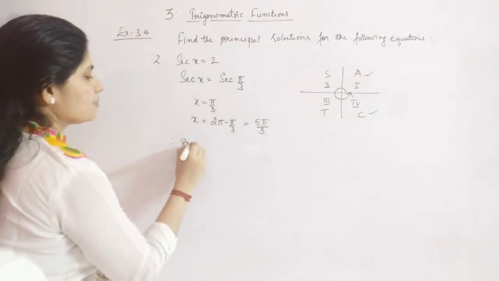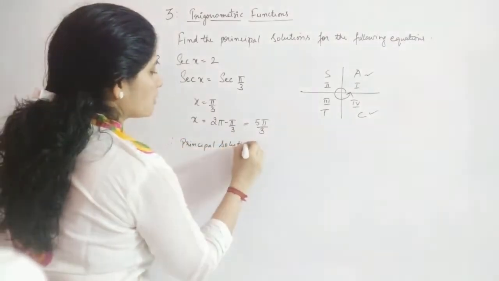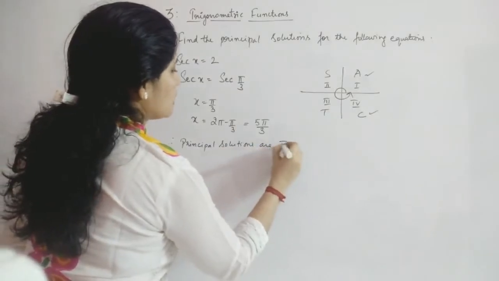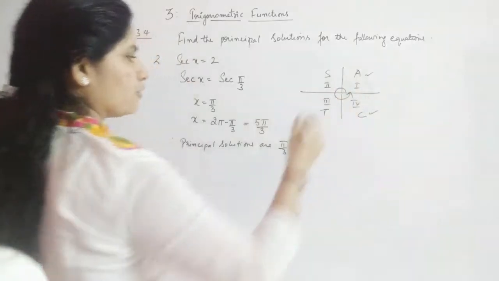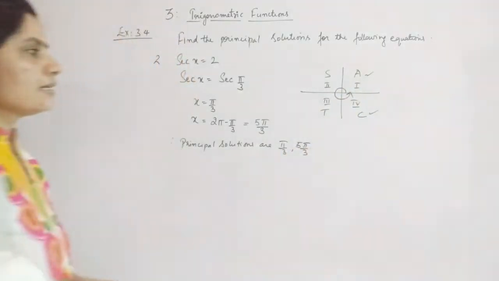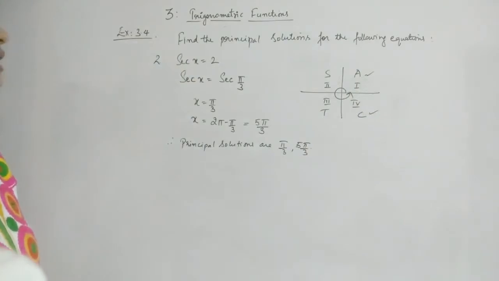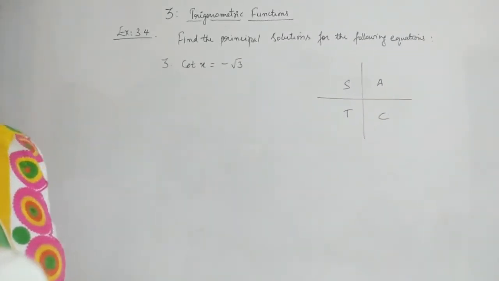Therefore, you can say that the principal solutions are pi by 3 and 5 pi by 3. So till your 2 pi you have to find all the values. Okay, is it clear? Check the quadrants where the function is positive, and then find the values of x. Third question is cot x equal to minus root 3.